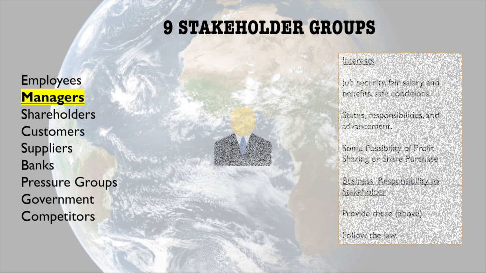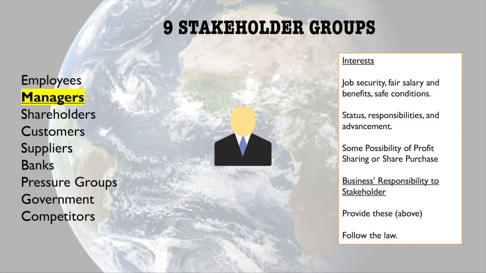The next group to talk about are managers. Managers are very similar to employees. In fact, they are employees, but they have a slightly different function that we'll talk more about later. They also want job security, fair salary, benefits, and safe conditions, but they also want the status that goes with being a manager. They want responsibilities and advancement. If you have managers and you don't give them any responsibilities or any special treatment, believe it or not, they will be pretty unhappy. They also might like some possibility of profit sharing or share purchase, and we'll talk a little more about that. Once again, the responsibility to them is to provide these and to follow the law.